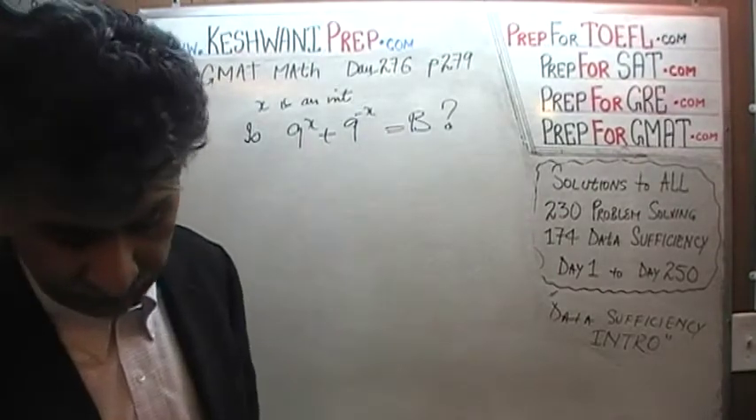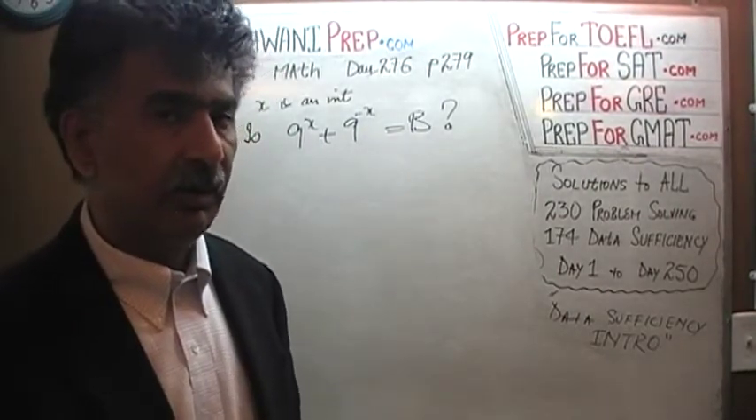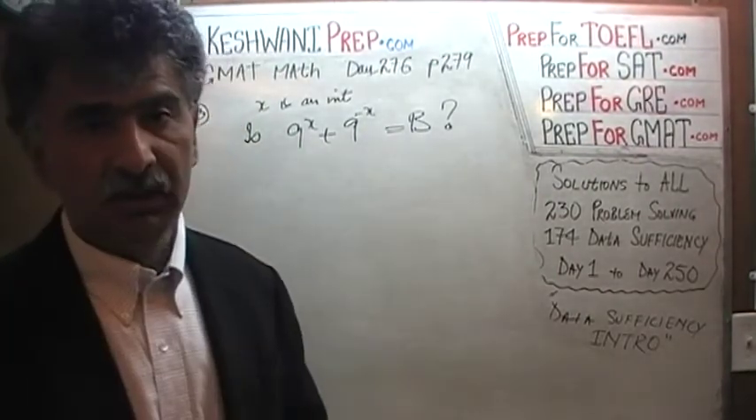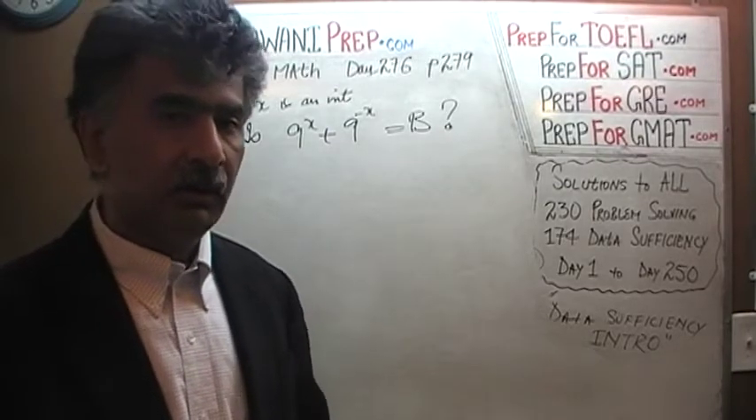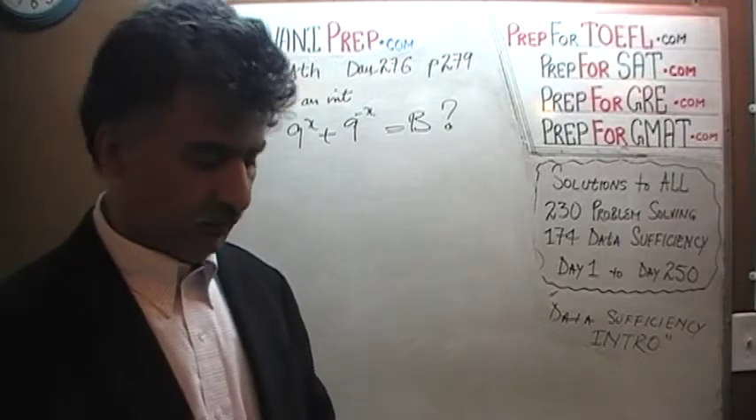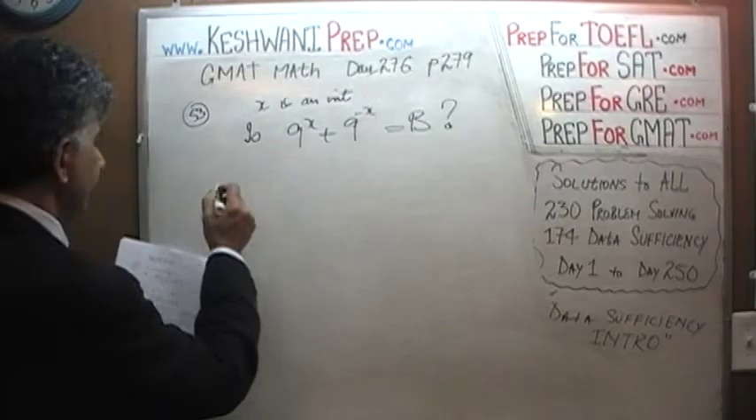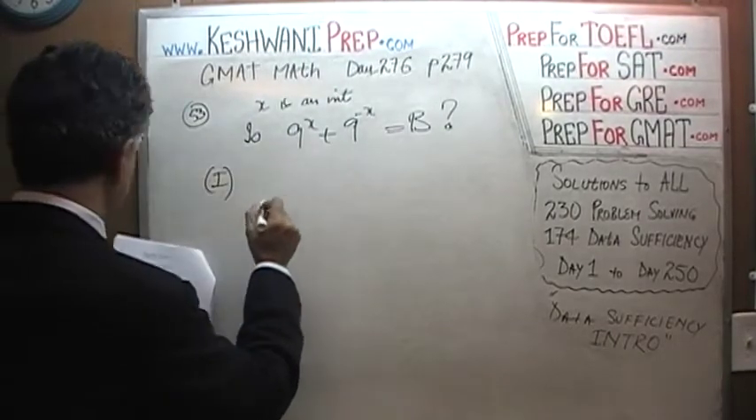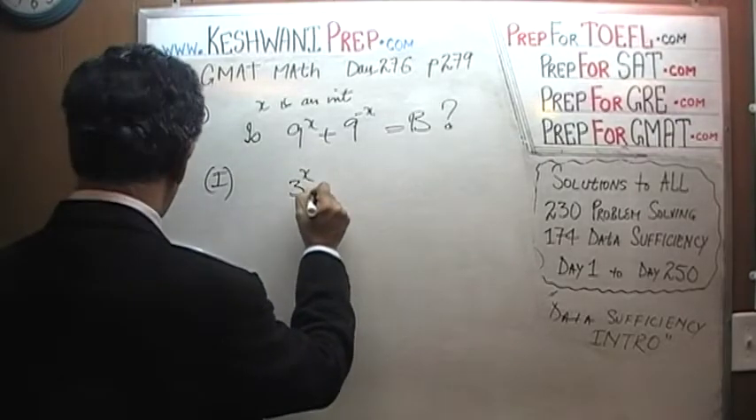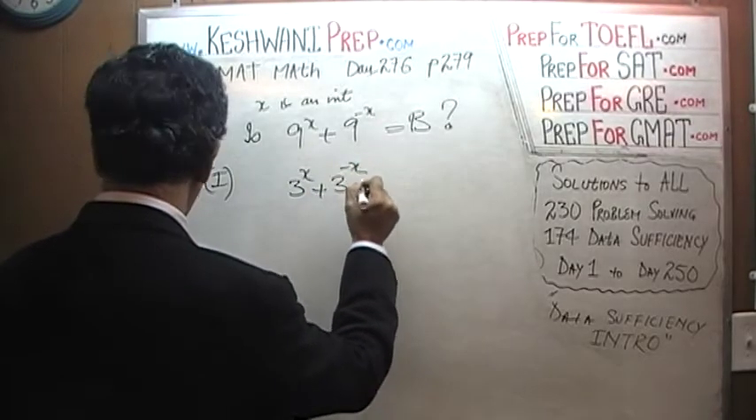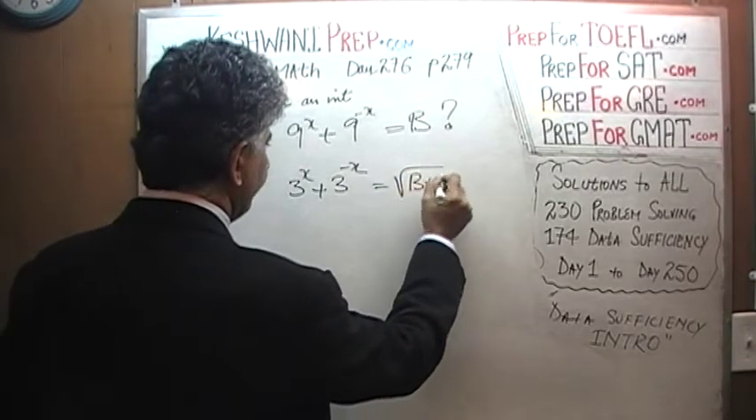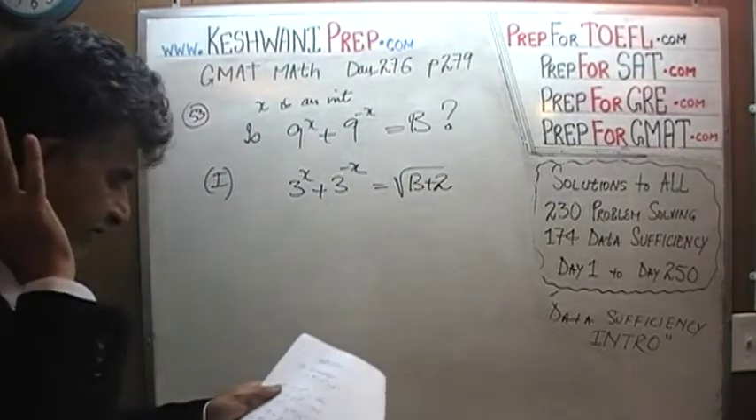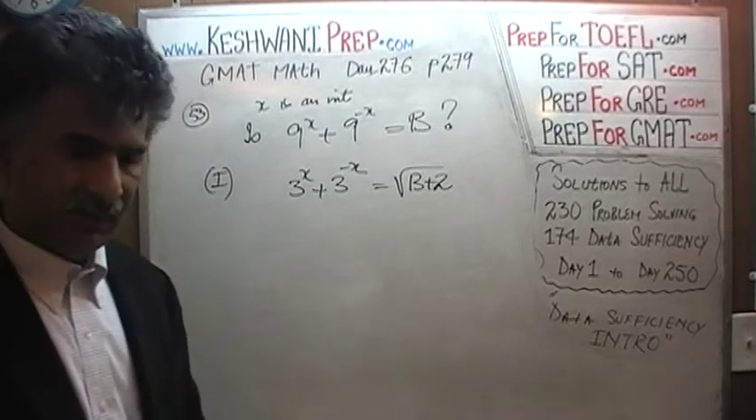Enigmatic and esoteric, we say, only because we know nothing at this point about x and b and all that until we read the two statements. Perhaps it will not be that enigmatic after we find out what information they give us. Let's look at the first statement. In the first statement they tell us that 3 raised to x plus 3 raised to negative x equals b plus 2. Tell you what, let's start the game with a simpler one.